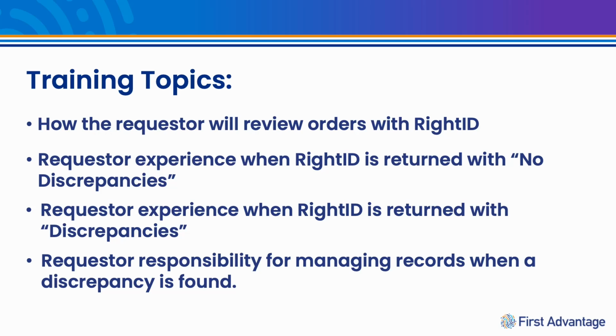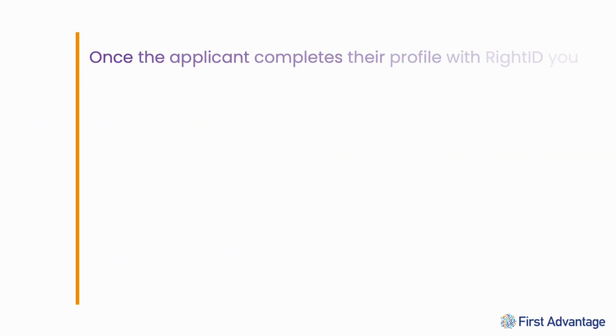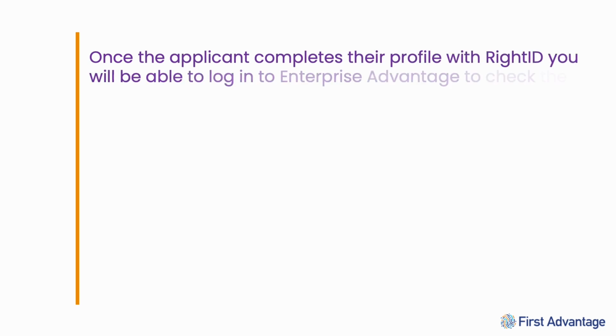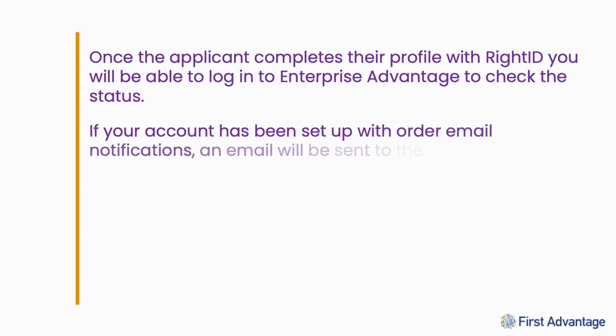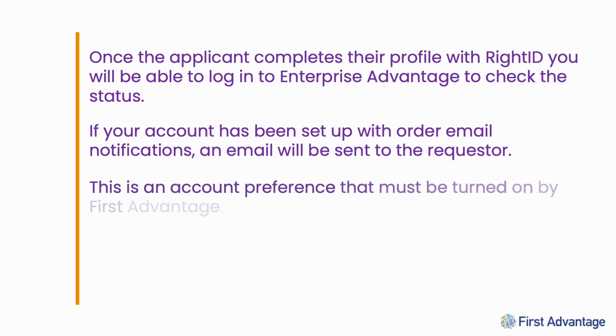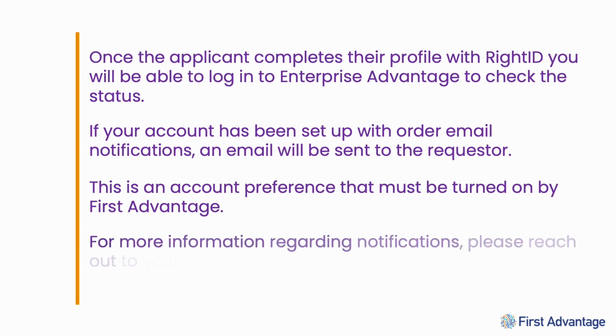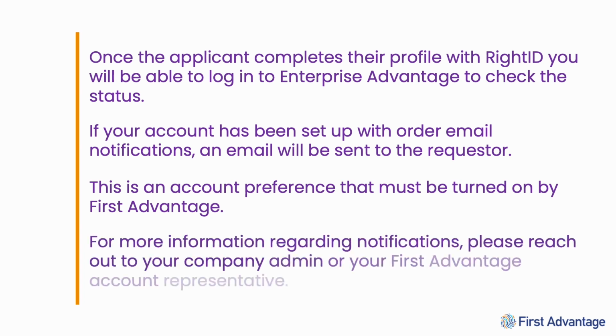Let's get started. Once the applicant completes their profile with RightID, you will be able to log in to Enterprise Advantage to check the status. If your account has been set up with the order email notifications, an email will be sent to the requester. This is an account preference that must be turned on by First Advantage. For more information regarding notifications, please reach out to your company administrator or your First Advantage account representative.